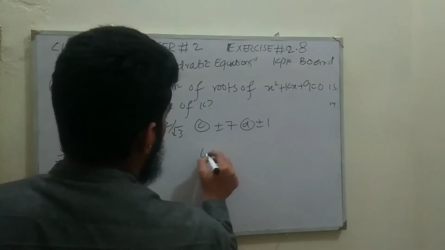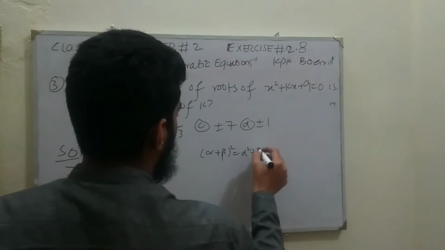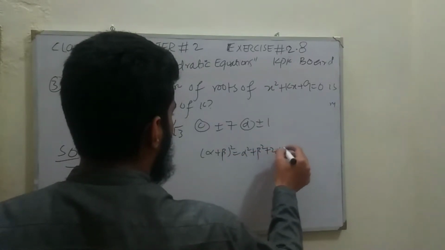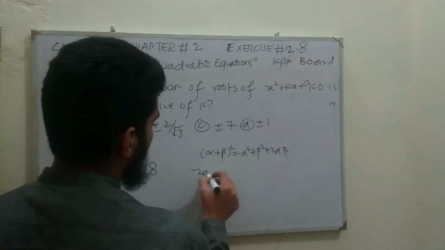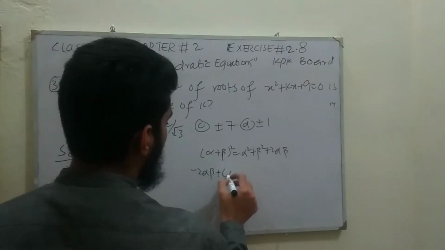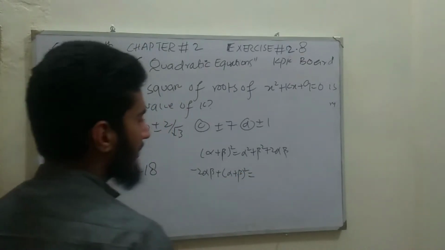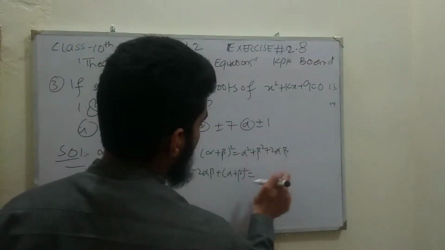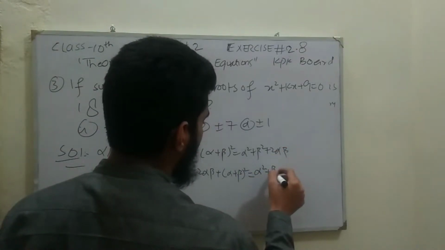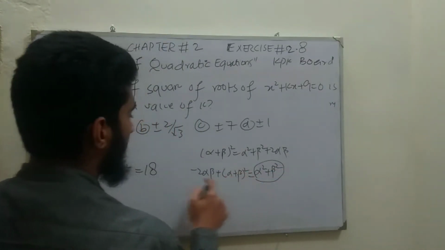You know that alpha plus beta whole square is equal to alpha square plus beta square plus 2 alpha beta. Adding negative 2 alpha beta to both sides of this equation, negative 2 alpha beta plus alpha plus beta whole square. By adding negative 2 alpha beta, it will cancel out with 2 alpha beta, so we are left with just alpha square plus beta square. So the value of alpha square plus beta square is alpha plus beta whole square minus 2 alpha beta.